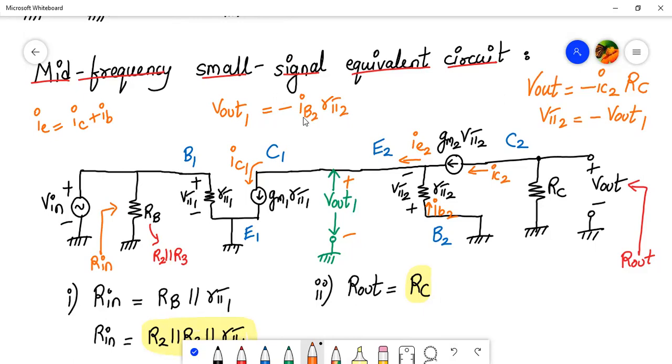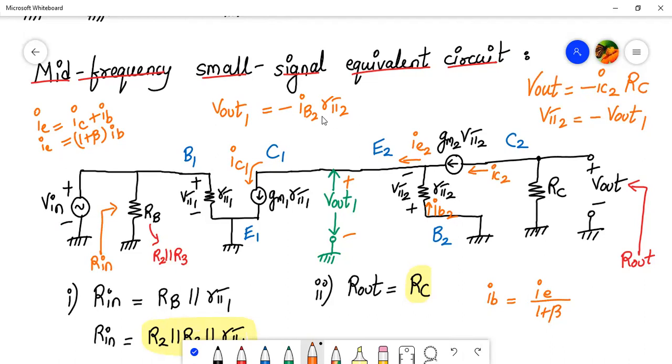Now, how to convert IB2 into IE2? We know that IE is basically 1 plus beta times IB, correct? IC is beta IB, right? So IE will be 1 plus beta times IB. So how can we write IB in terms of IE? It will be IE divided by 1 plus beta. So if I want to convert this into emitter current, it has to be divided by 1 plus beta 2, because it is of the second stage.